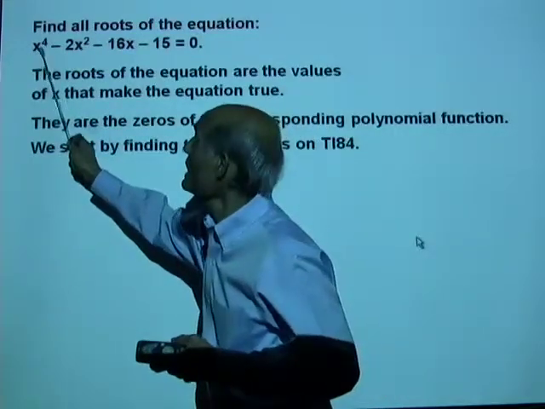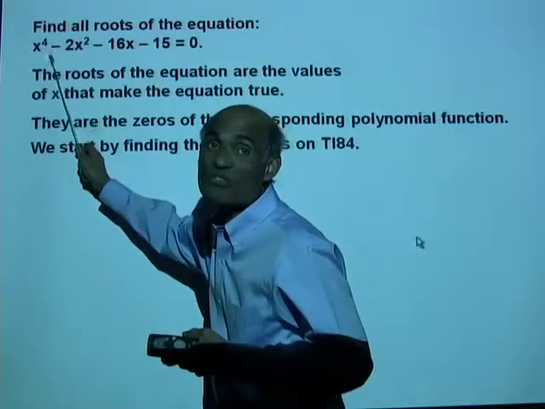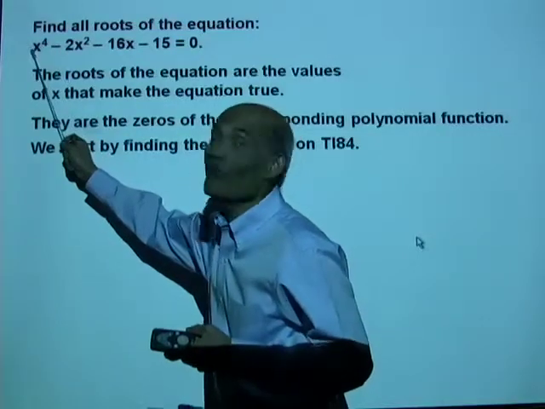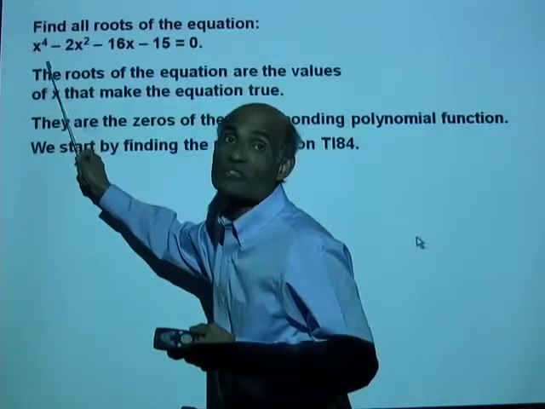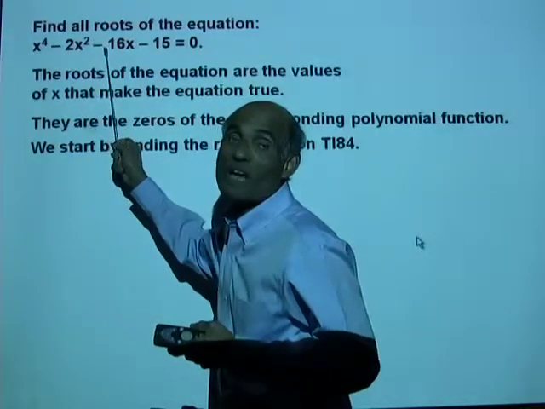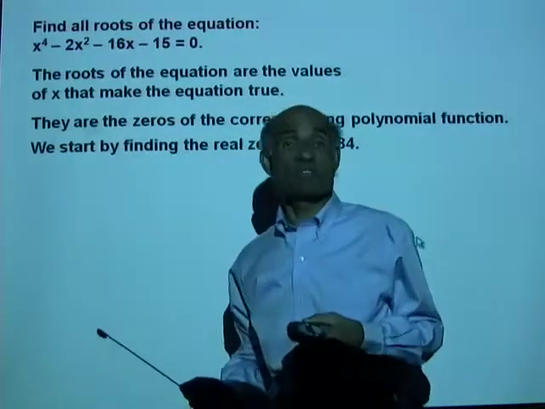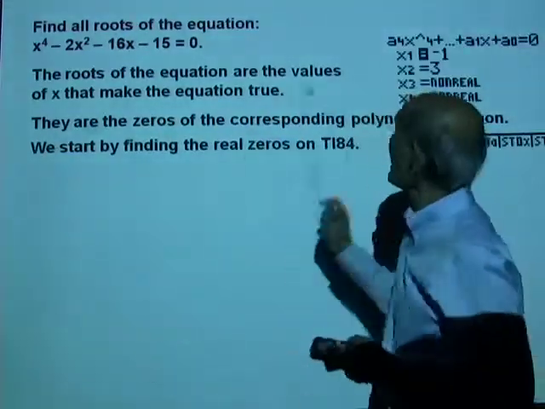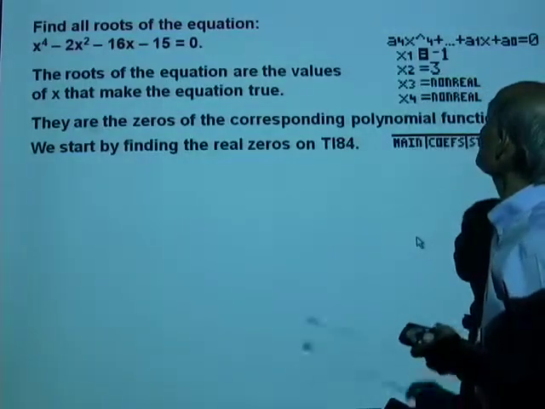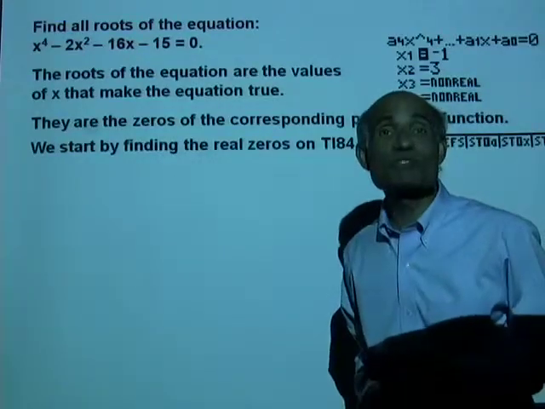Be careful here. x to the power of 4, and the next one is x squared, which means the x cubed term is 0, so you must use that. A4 is 1, A3 is 0, A2 is negative 2, A1 is negative 16, A0 is negative 15. And solve. You get x1 equal to negative 1, x2 equal to 3 are the real zeros.